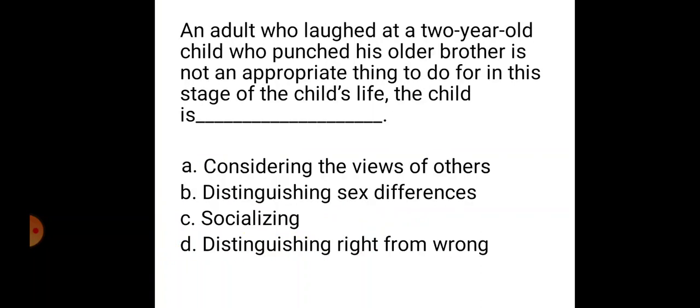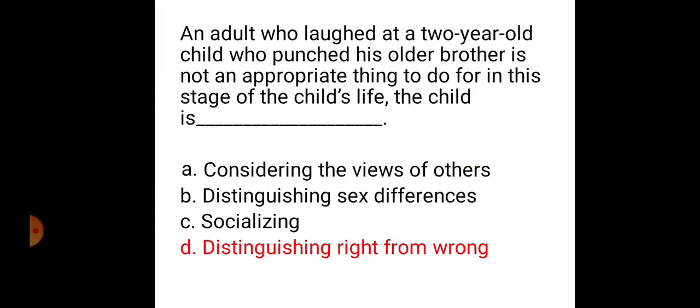Next, an adult who laughs at a 2-year-old child who punches his older brother is not an appropriate thing to do. For in this stage of the child's life, the child is blank. Di ba, we tend to laugh yun sa mga bata nga kanang maggara-gara, manumbag sila katawan na to. But actually, that is wrong. Because they might think nga, hurting someone or violence is a form of entertainment. That is why nganong di man nato sila dapat katawan, because they are still distinguishing right from wrong. Wa sila kabalo nga ang pagpanumbag wrong di ay.